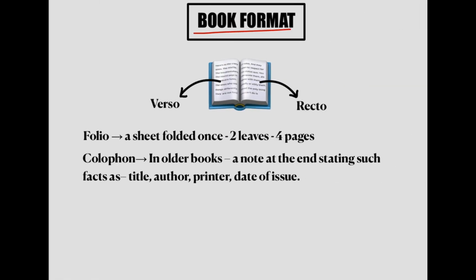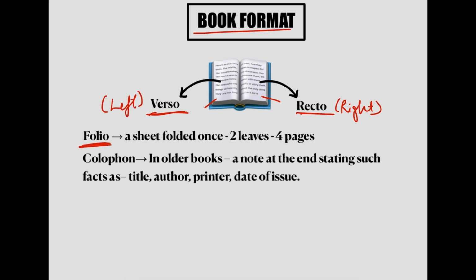Next, we have book format. Book format is the way a book is arranged, the way a book is formed. So, the left side of the page is called verso, and the right side is called recto. Right and left.